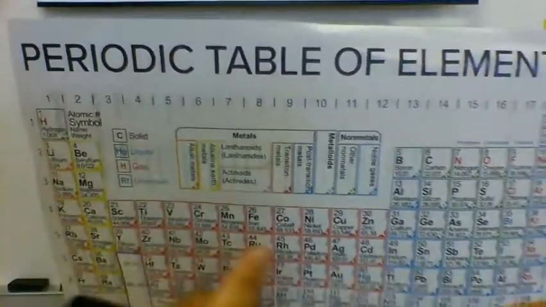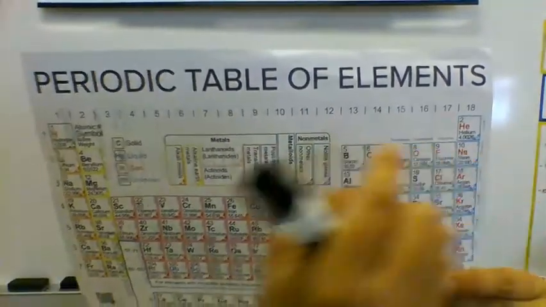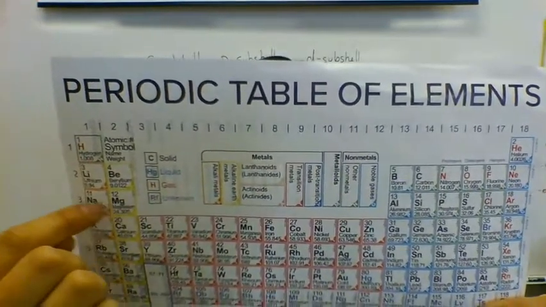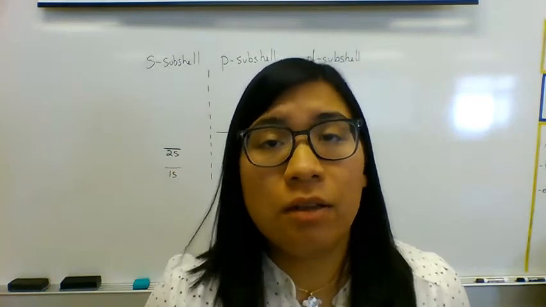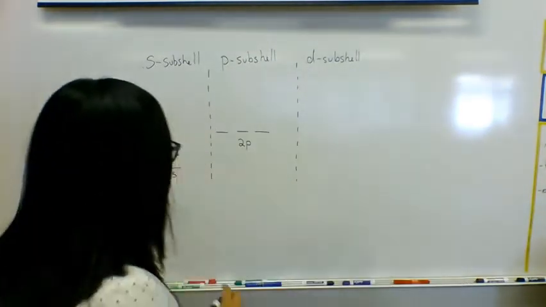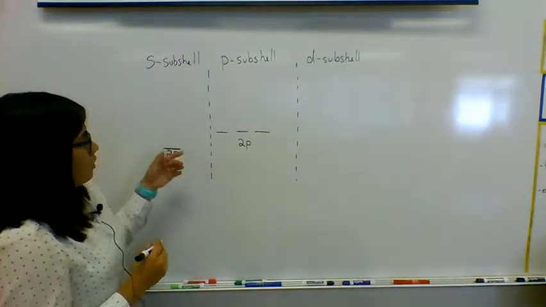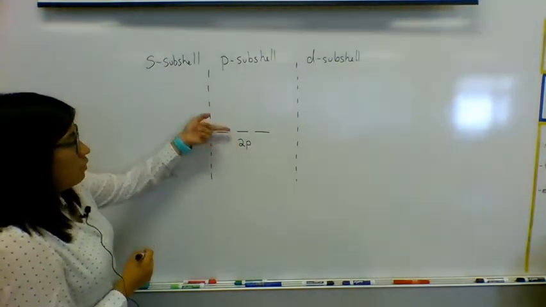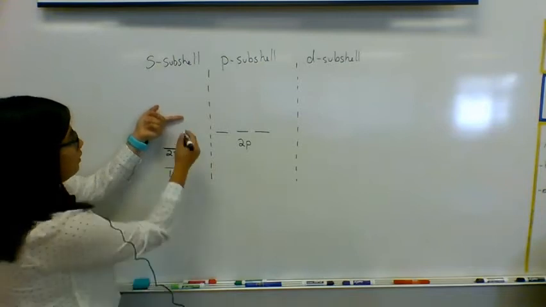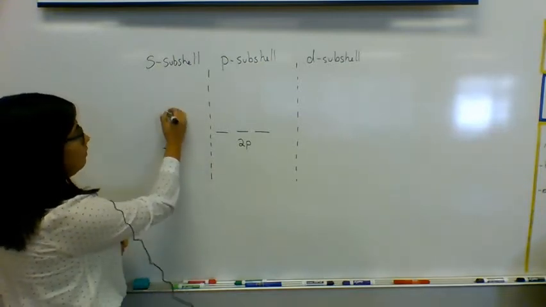Let's keep going. Now if we keep going, this is going to be 3s. It just has 1 orbital. So I'm going to do 1 dash on the left column. And the 3s energy level is above 2p, so it's going to have to be a little bit above 2p in this left column.